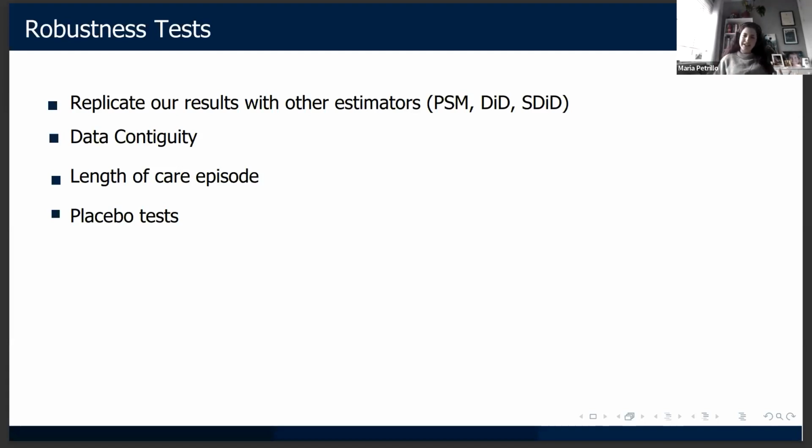Now we want to challenge this assumption, and we rerun our analysis, taking into consideration 3 continuous data points prior to the uptake of unpaid care responsibilities and 5 continuous data points prior to the uptake of unpaid care responsibilities. We then take into consideration the length of the care episode.